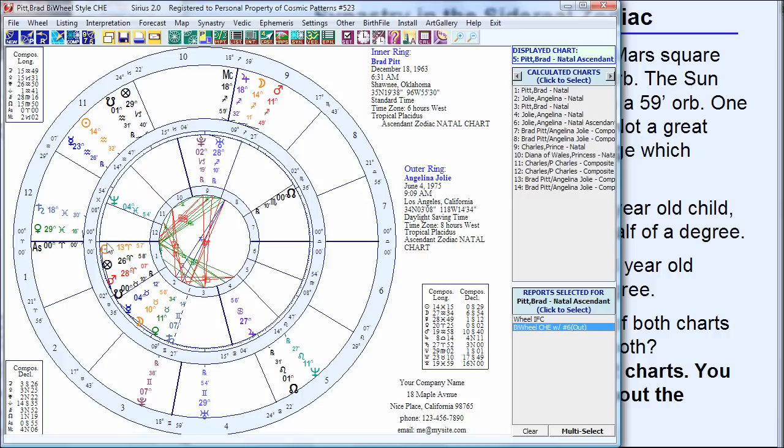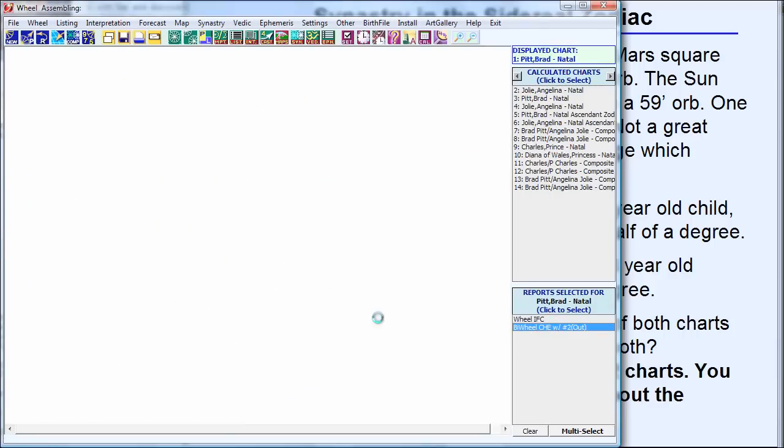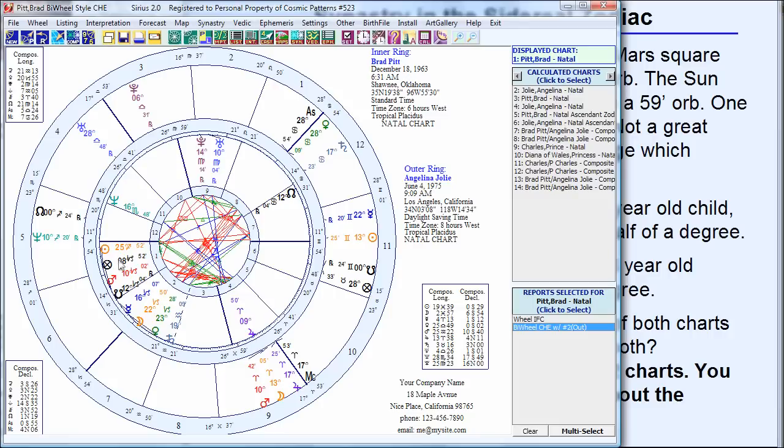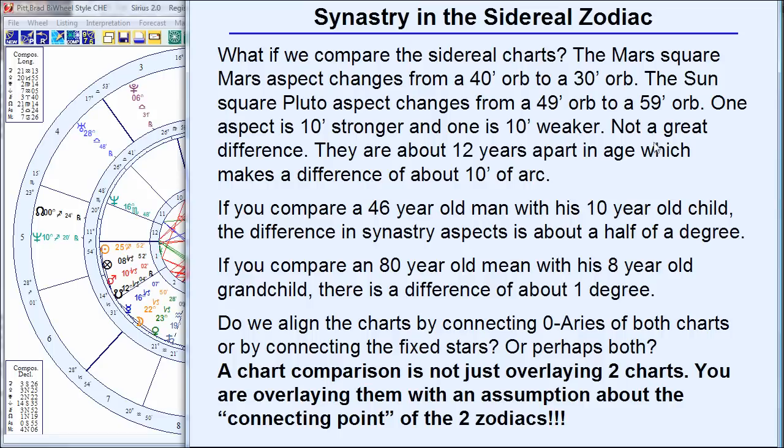What points are you going to connect? If you connect the ascendants together, you get different aspects. So if we connect the ascendants together, his sun sextiles her sun and trines her moon. Going back to the usual way we do it, Brad's sun makes no aspect to her sun and moon. So obviously if you spin the outer wheel around, you're going to get different aspects. Okay, so my point is this. The synastry aspects, in other words, the aspects between the charts, depend on your connecting point, the point where you're going to connect the charts.